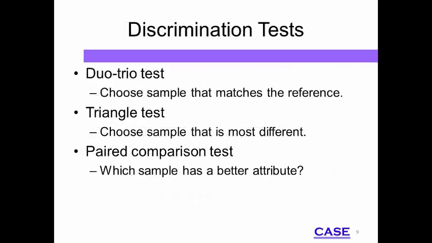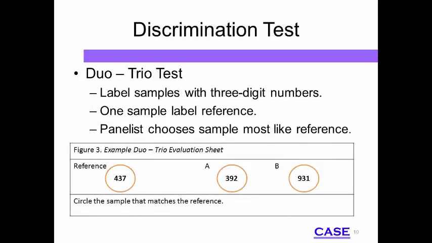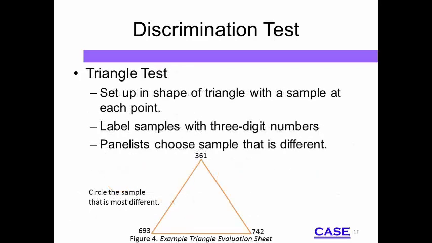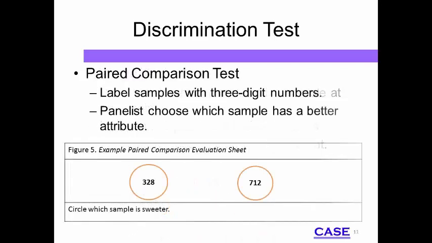A discrimination test helps testers distinguish between 2 or more samples. 3 specific standard tests can be used. In a dual trial test, the panel should try to choose the sample that matches a reference product. In a triangle test, the panelist chooses one sample that is not like the other 2. In a paired comparison test, the panelist will identify the best sample according to attributes.